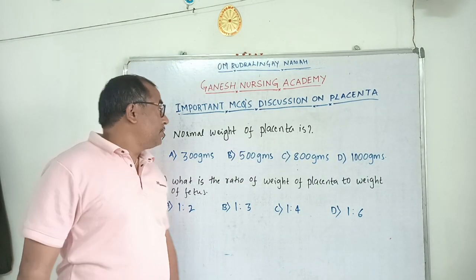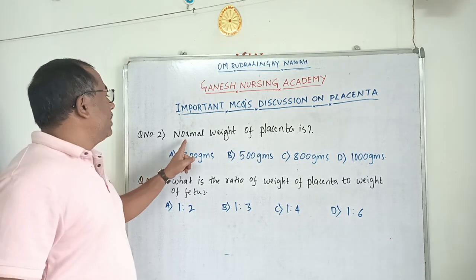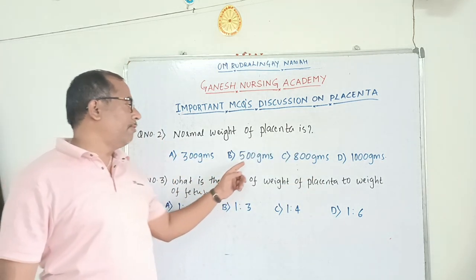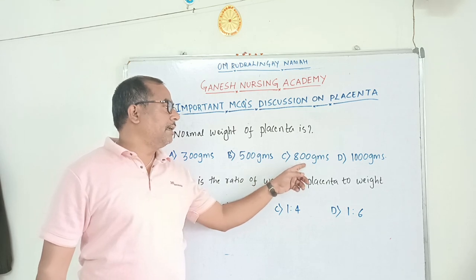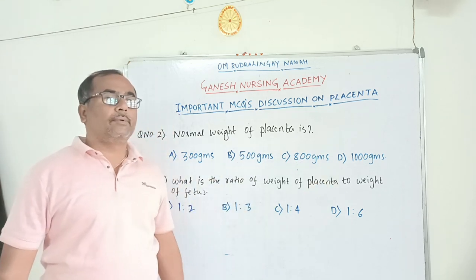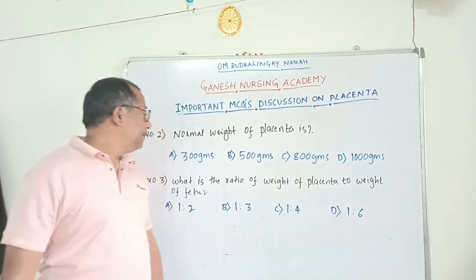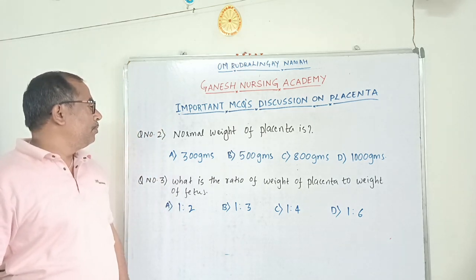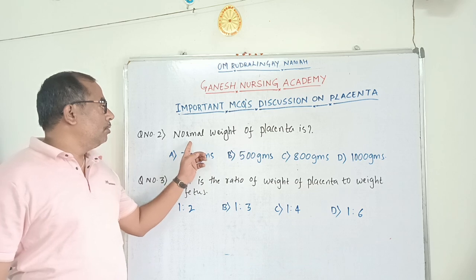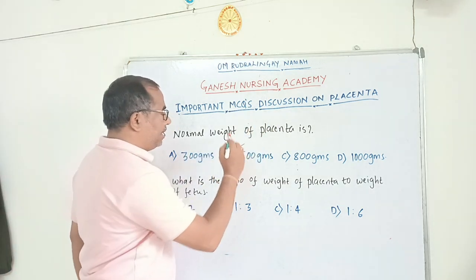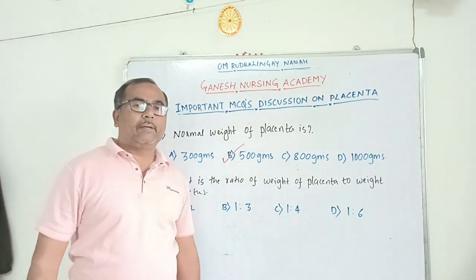Dear students, let's see the next question. Question number 2: the normal weight of the placenta is option A 300 gram, option B 500 gram, option C 800 gram, option D 1000 gram. See the options and try to find the correct answer. The normal weight of the placenta is 500 gram.